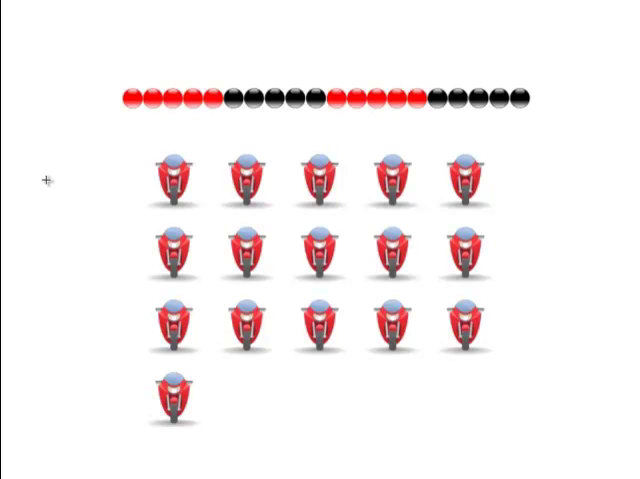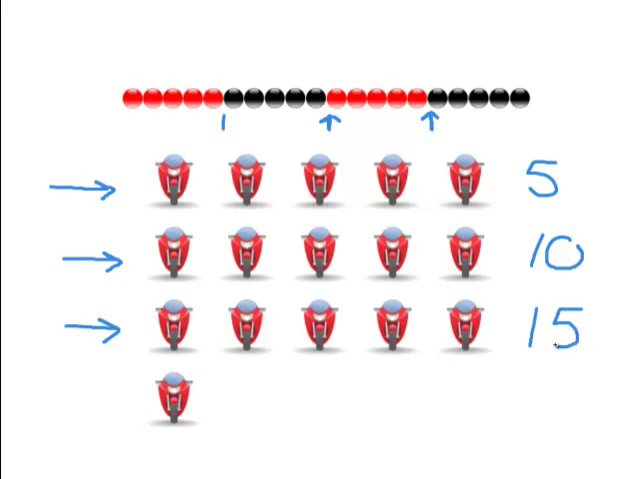Okay, let's do another problem. Again, the first row would be 5, and that would get us to here on the string of beads. Another row would get us to here, which would be 10. And the next row would get us to this point on the string of beads, which would be 15. And we have one more remaining motorbike. So in total, we add 1 to 15 would equal 16.